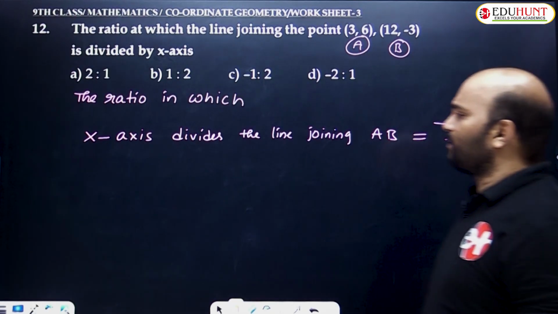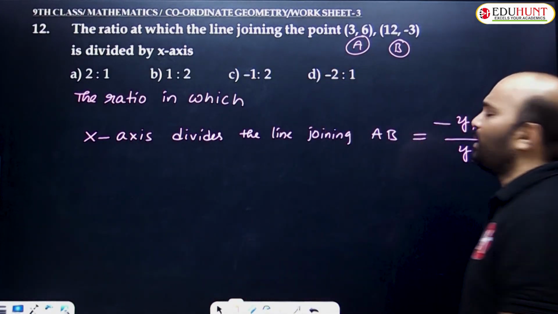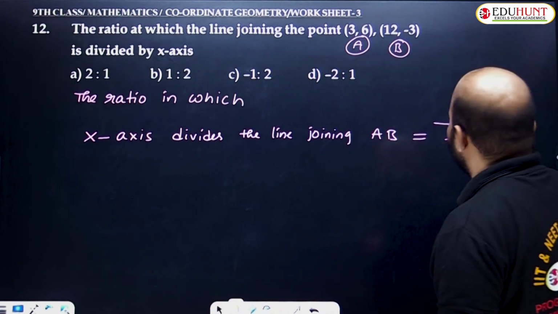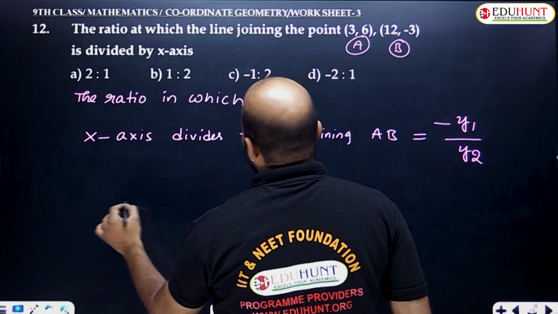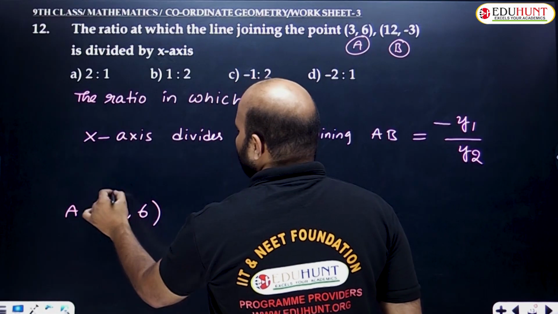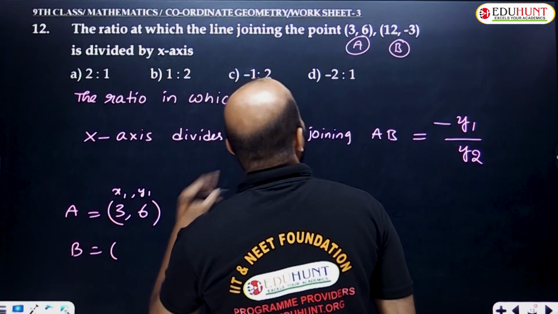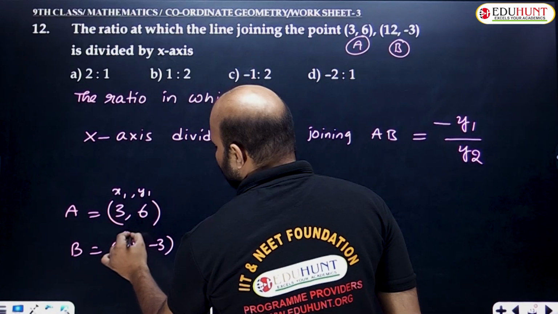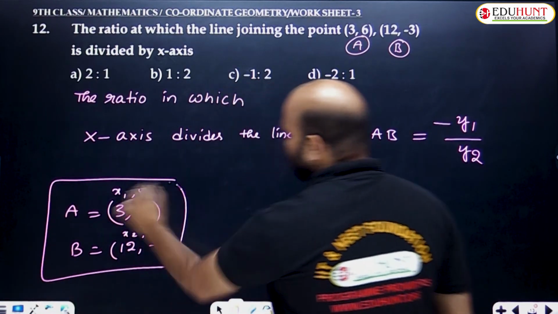Am I clear? If the same question is given for the y-axis, the answer is minus x1 by x2. So let me explain these two conditions. Here the A coordinates are (3, 6), which can be considered as x1, y1. The B coordinates are (12, -3), which can be considered as x2, y2. So these are the coordinate points of A and B.